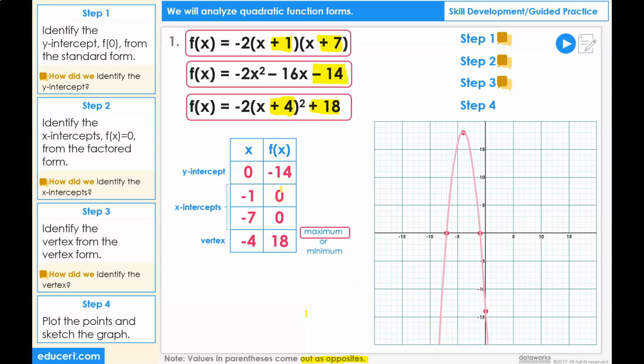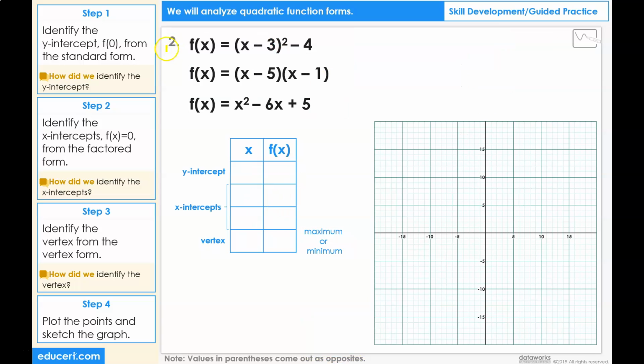You are now ready to analyze the quadratic function forms for problem number 2.